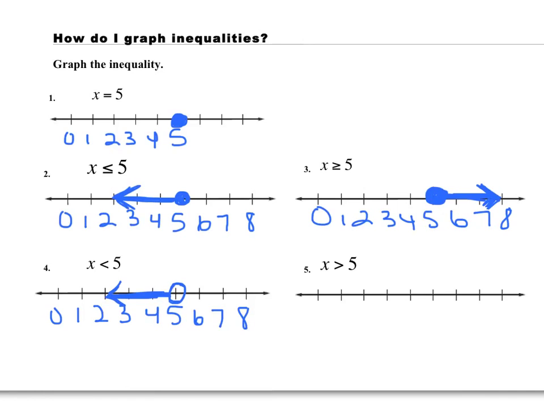And the same thing goes for x is greater than 5. All right, so again, we're going to have the open dot because we're not including 5, but we're including everything that is bigger than 5 or greater than 5. So it's going to go to the right.